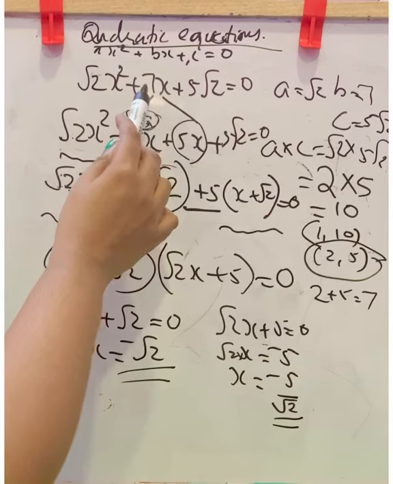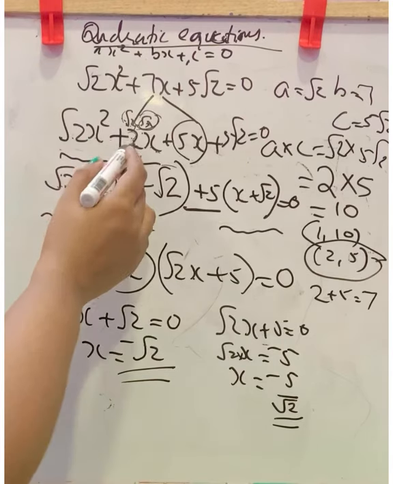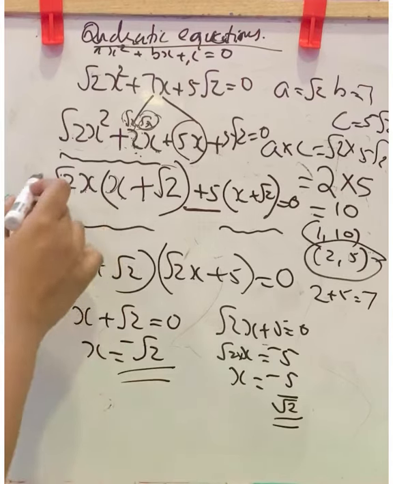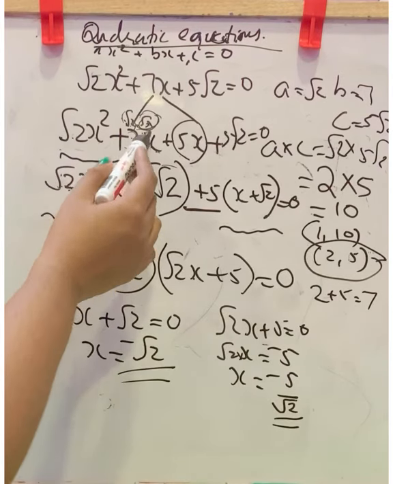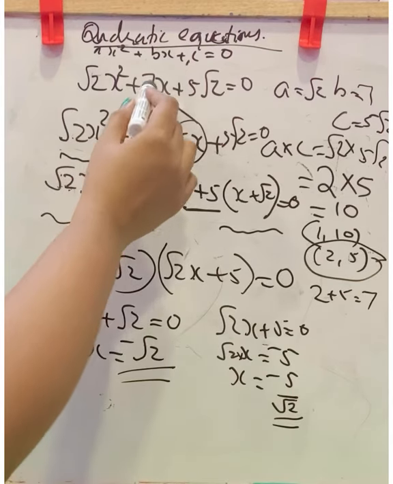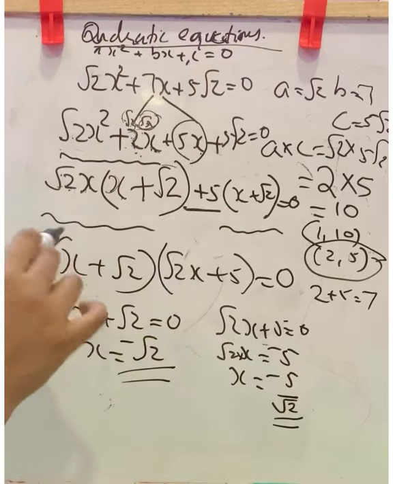Here we split the 7x as 2x plus 5x. It is not compulsory that you have to write the 2 first. If you write the 5x plus 2x also, you will get the same result. But here the steps will be different because the common factors taken outside will be different. But you can write 7x as 2x plus 5x or 5x plus 2x.